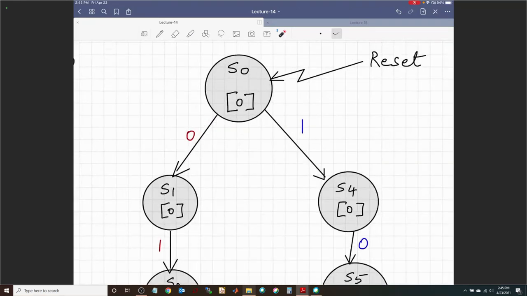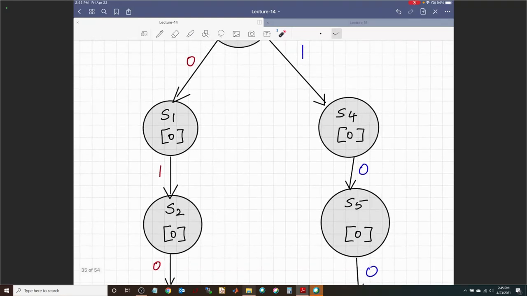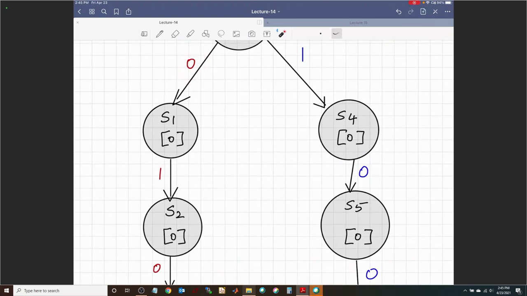S0. Do I have 2 arrows going out? Absolutely. I know what to do when I get a 0, and I know what to do when I get a 1. Now, from S1, let's take a look. If you are in S1, which means that the last input was a 0, what should you do if you get a 0? So you see, you cannot reset, right? Because the next 0 that you get might be the start of the next 010 sequence. You guys see that? So you got to self-loop on S1 in that case.